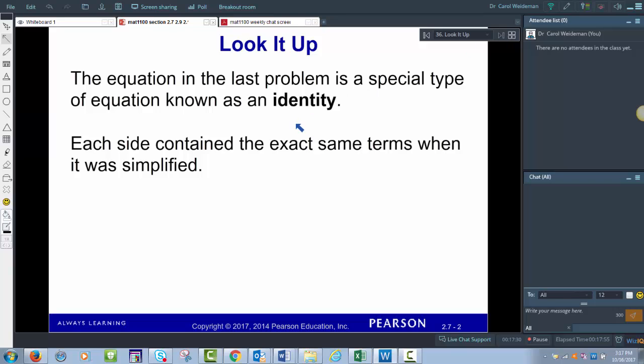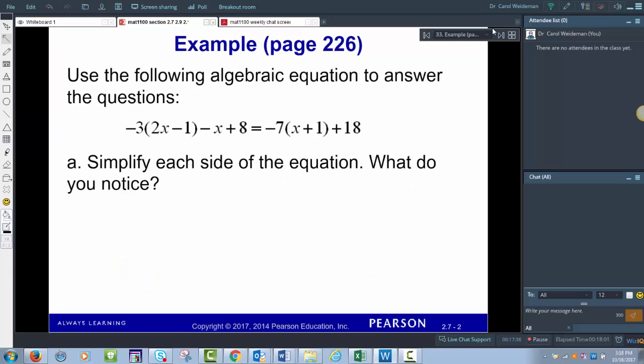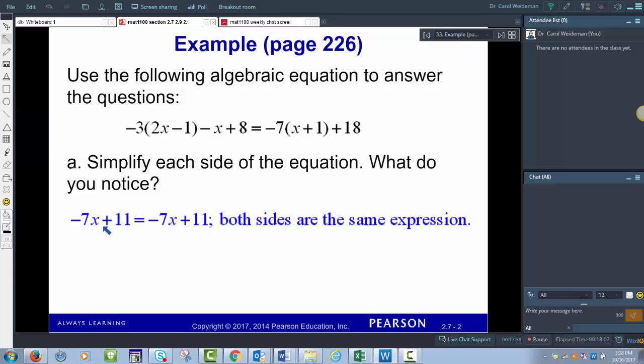When we always end up with a true statement, it becomes an identity. If we end up with a statement that's not true, let me go back for a second to this one slide here where both sides came out to be the same. If this had come out to be this side and then on the right side was plus 12, that would be called a contradiction, and the answer would be no solution.